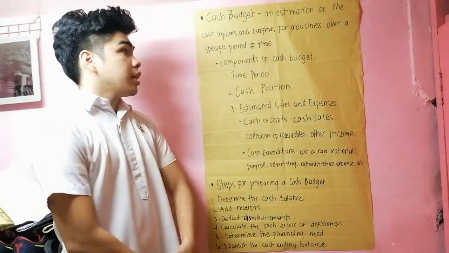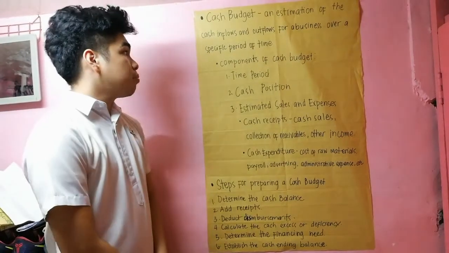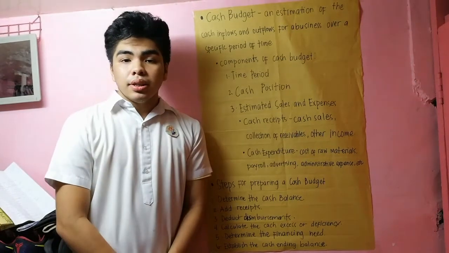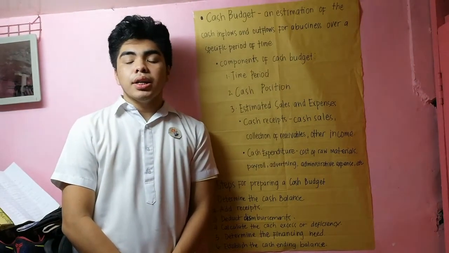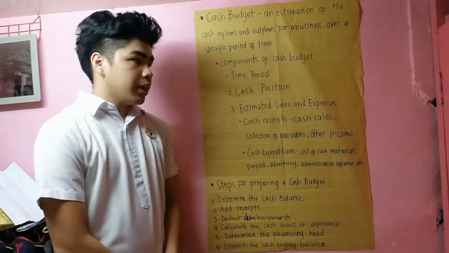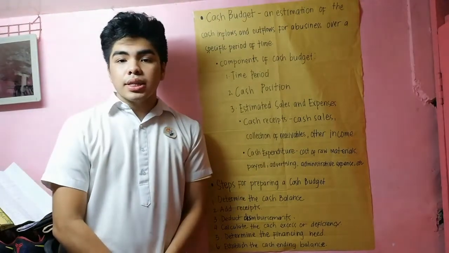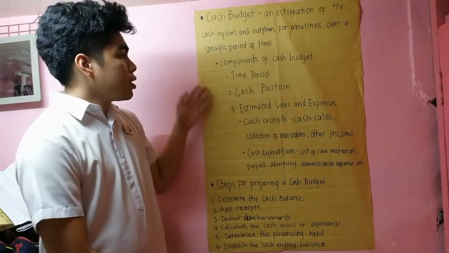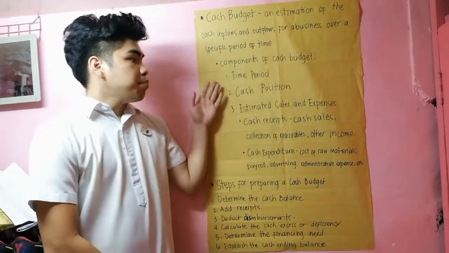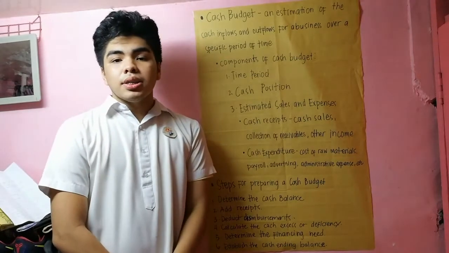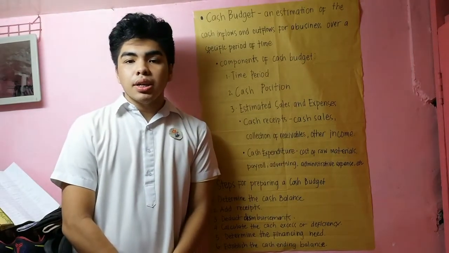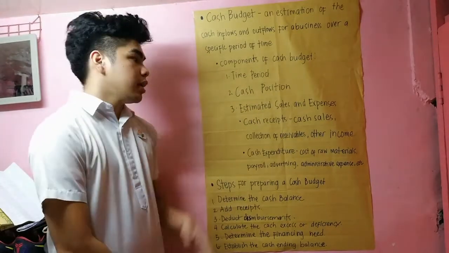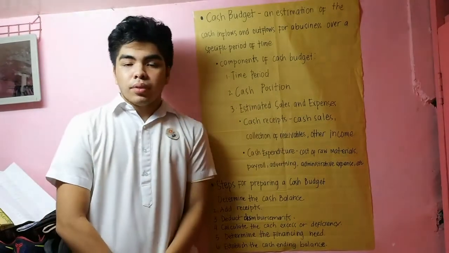Cash budget. Cash budget is an estimation of the cash inflows and outflows for a business over a specific period of time. This budget assesses whether a company has sufficient cash to operate. Companies use sales and production forecasts to create cash budget. So the main components of cash budgets are, first, the time period. The first decision to make when preparing a cash budget is to decide for the time period which your budget will apply. Second, the cash position.